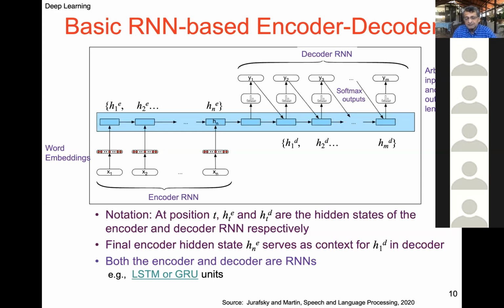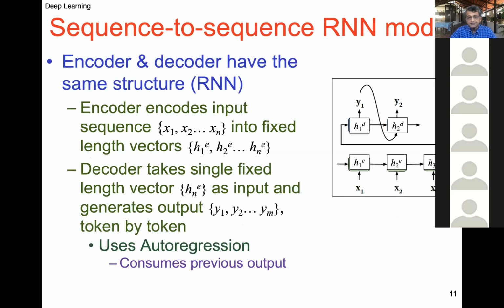But as in all of deep learning, slowly they started replacing the original methods with deep learning methods. And here is a simple deep learning approach to solve the problem of machine translation. The final encoder hidden state HnE serves as a context for the decoder. We just saw that. Both the encoder and decoder are RNNs, recurrent neural networks. And they could all be units that are LSTM or GRU, which are a little bit more sophisticated than plain feed-forward networks.